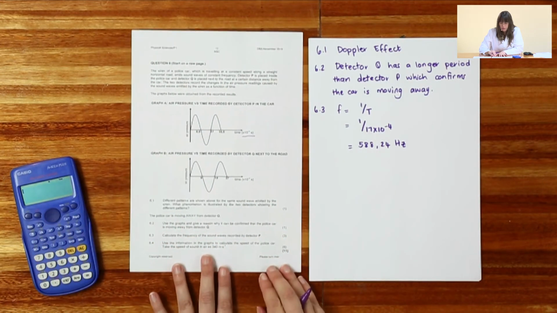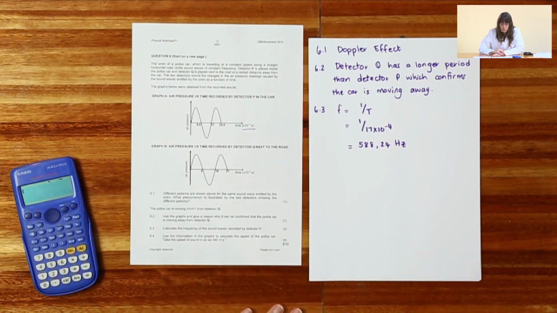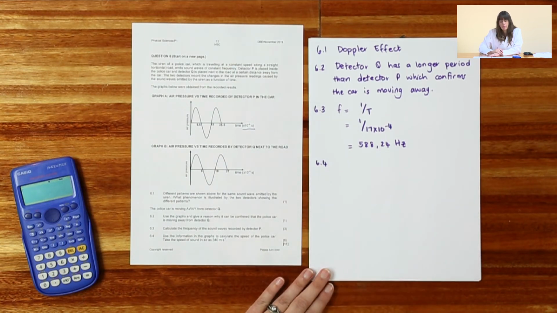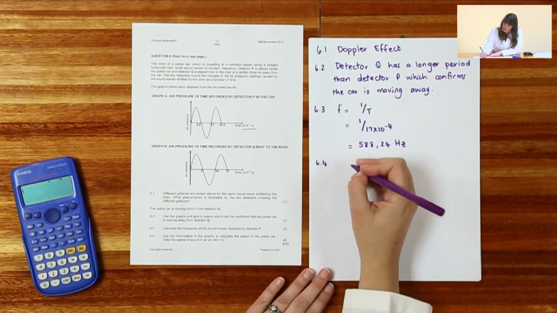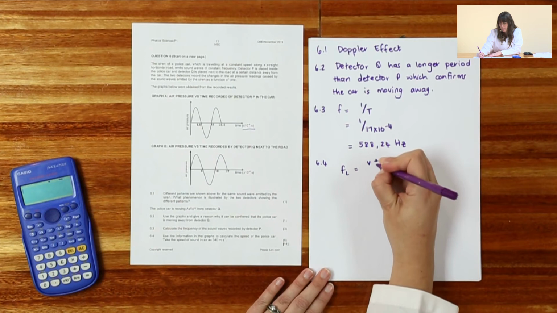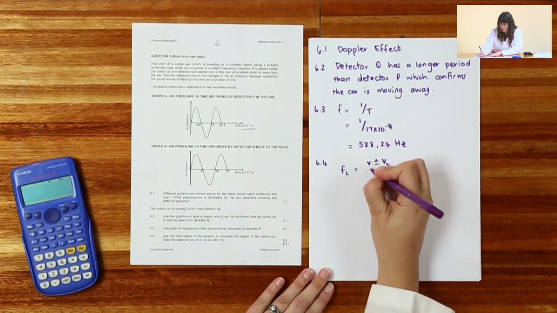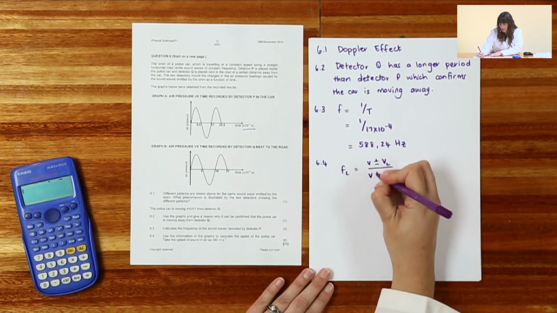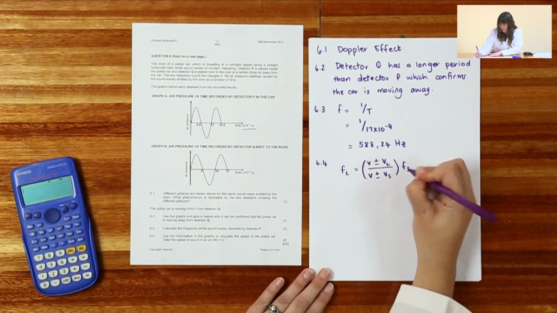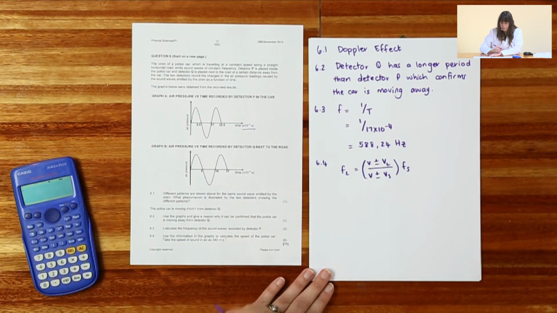We can then move on to question 6.4, and it says use the information in the graphs to calculate the speed of the police car. Take the speed of sound in air as 340 meters per second. So this is where our Doppler equation is going to come into effect, and we know that from the Doppler equation the frequency of the listener is equal to the velocity of sound plus or minus the velocity of the listener over the velocity of sound plus or minus the velocity of the source. And all of that is multiplied by the frequency of the source.